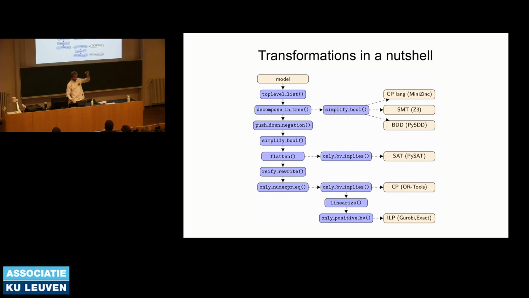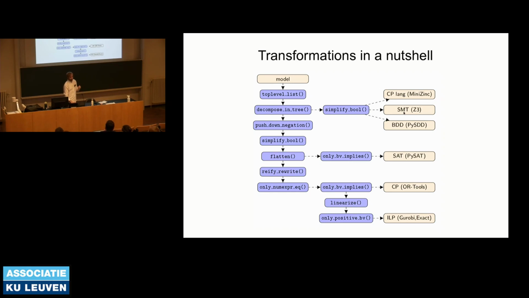So it's basically a chain of transformations depending on the type of input that the solver accepts. If you use a CP language like MiniZinc, then it probably accepts all or almost all, in our case, global constraints. So it just needs to decompose those global constraints that it doesn't support, and then you can give this to the MiniZinc language and you're done.